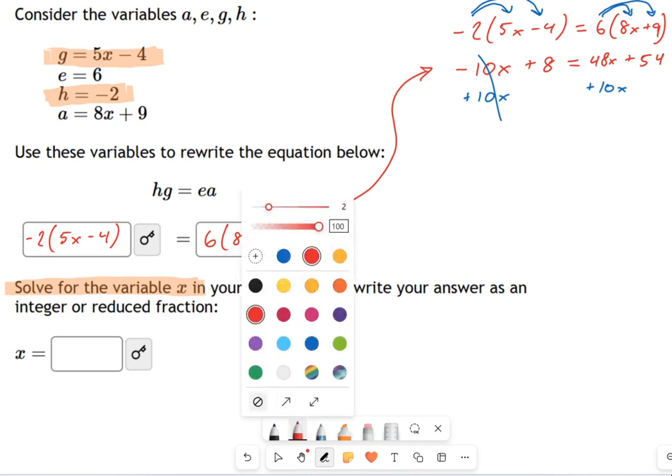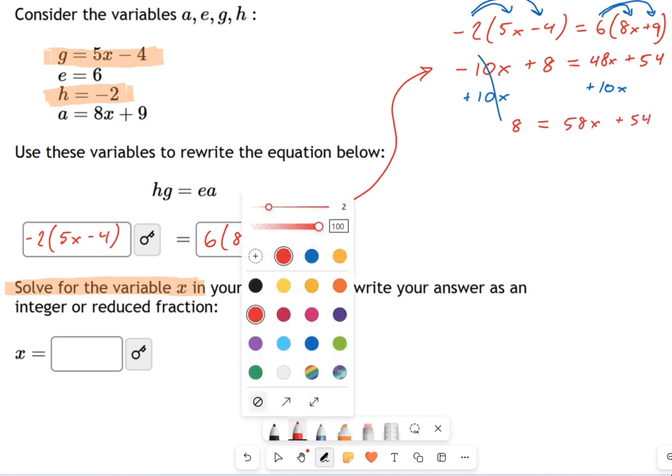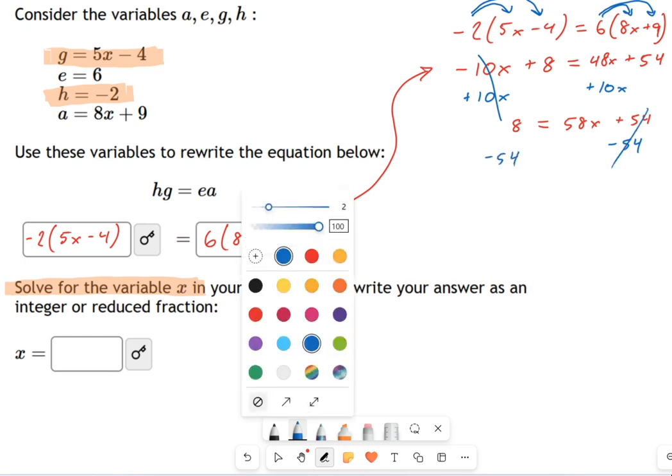So what's going to happen now? Well, as I rewrite my equation again, it's going to be 8 on the left equals 58x on the right. And I have this plus 54 still there. Well, we're almost done. I just need the x by itself. So to do that, I'm going to say minus 54 from both sides. Minus 54, minus 54. That crosses those out.